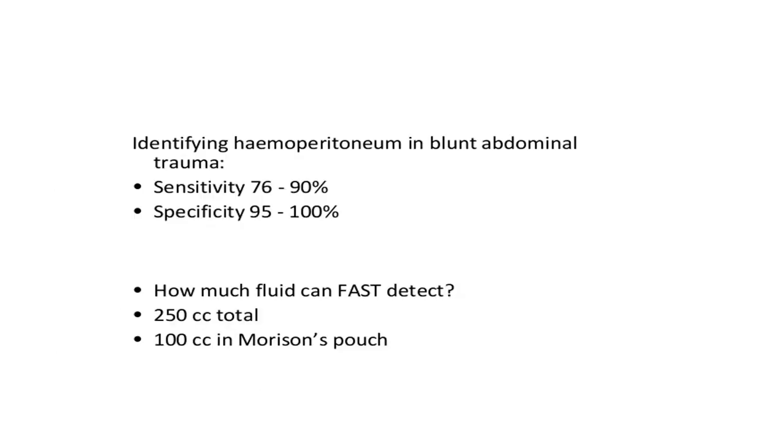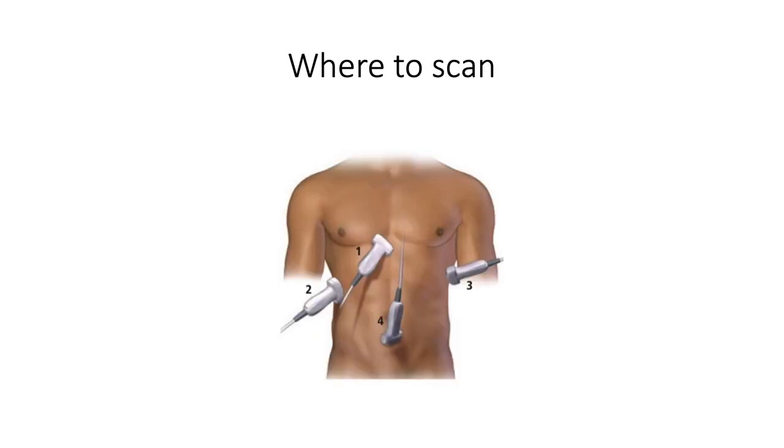So let's look at these tests. For identifying a hemoperitoneum in blunt abdominal trauma, a FAST scan has a sensitivity of between 76 and 90% and a specificity of 95 to 100%. It can detect a total amount of fluid of up to 250 cc's, and up to 100 cc's in the pouch of Morrison.